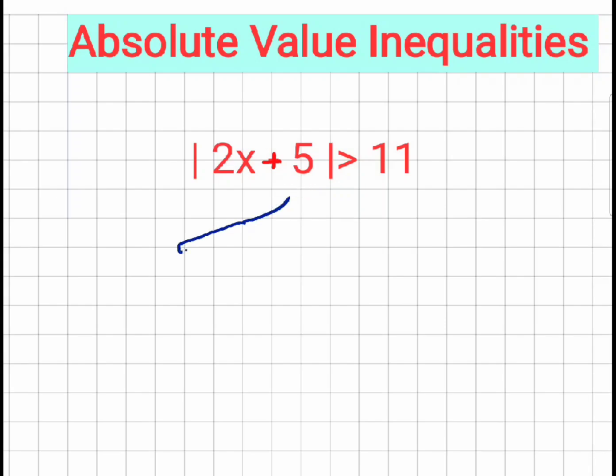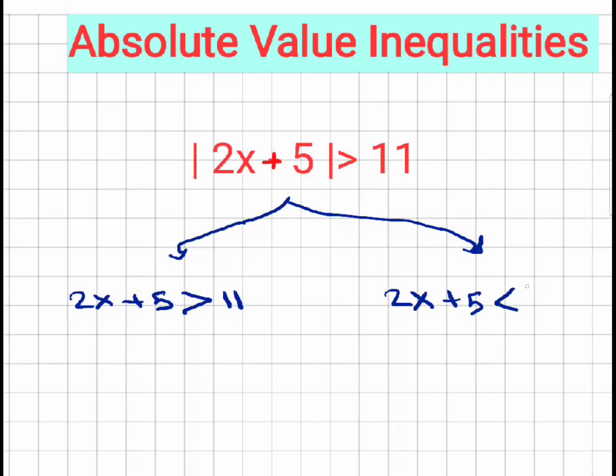What I recommend doing is to write two equations or two inequalities. The first one is going to look exactly the way you see it without the absolute value symbol. The second one, here's what you need to do. Rewrite the stuff inside of the absolute value equation, change the direction of the inequality, and change the sign of the number that you're dealing with. So instead of 11, we're going to have negative 11.